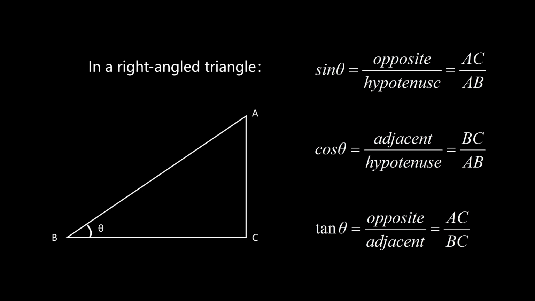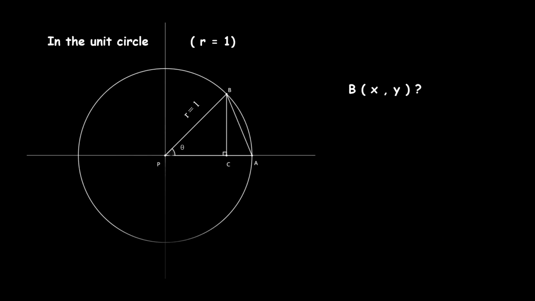Sine is defined as the ratio of the length of the side opposite the angle to the hypotenuse, while cosine is the ratio of the length of the adjacent side to the hypotenuse. These definitions not only form the basis of trigonometry, but also play a vital role in describing circular and periodic phenomena. Building on the sine and cosine definitions in a right-angled triangle, we extend this to the unit circle.